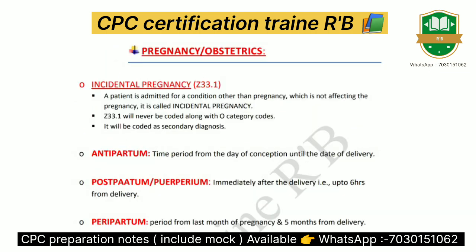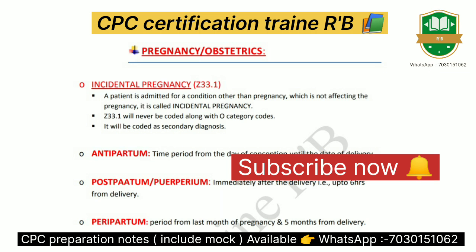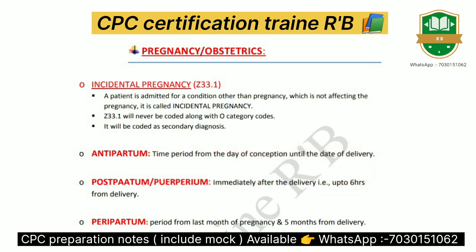Okay. Then pregnancy. Pregnancy and delivery have different codes. Antepartum means the time period from conception until the date of delivery. That is antepartum. Postpartum means up to 6 hours from delivery. Then peripartum, the last month of pregnancy to the fifth month after delivery.